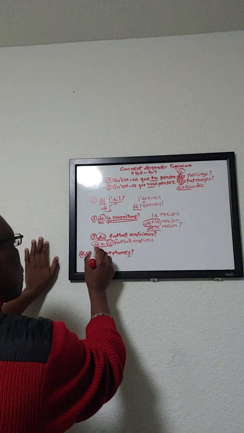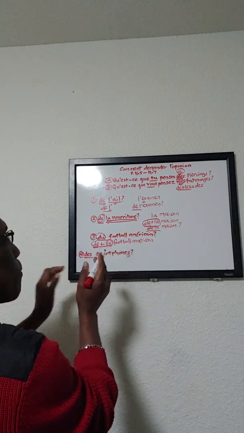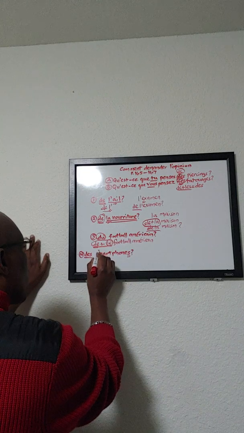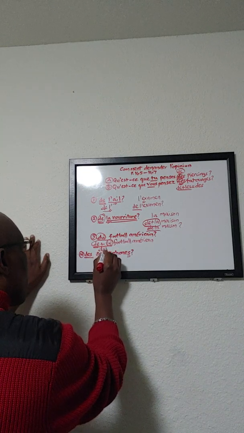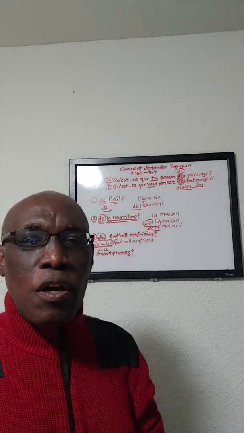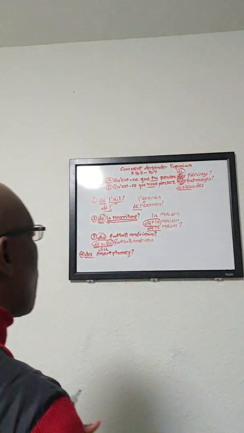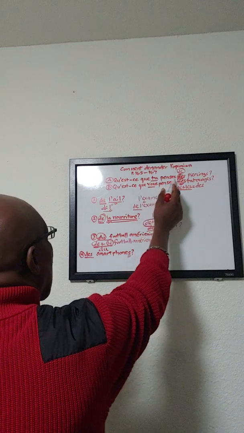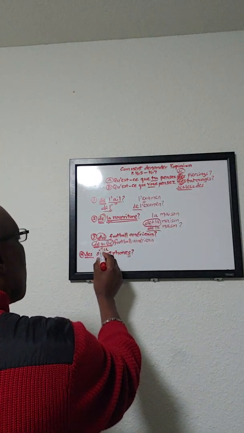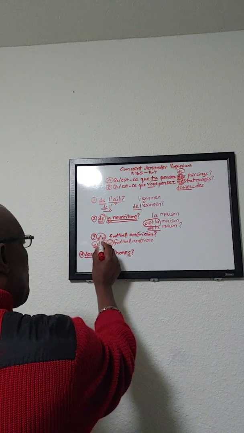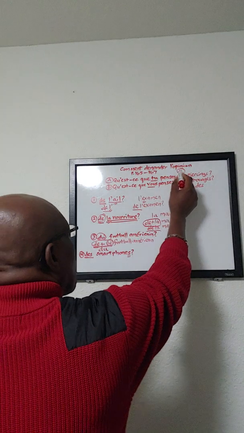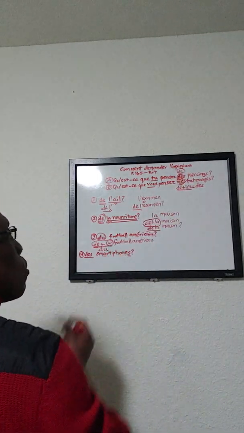So when de and le come together, there is a contraction and du will be the result. So you will say, qu'est-ce que tu penses du football américain? Okay, the du is the combination of de and le.